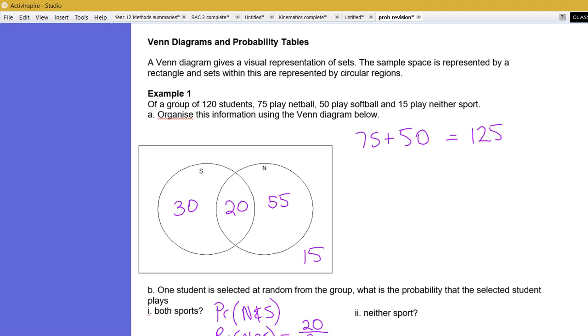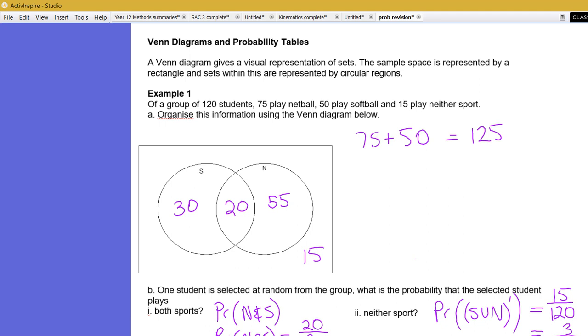Playing neither, well, that's the probability. You could write that as the probability of the union complement. So not playing either. So we know that that's 15 out of 120, and that would give us 3 out of 24. So that simplifies further to 1 in 8.